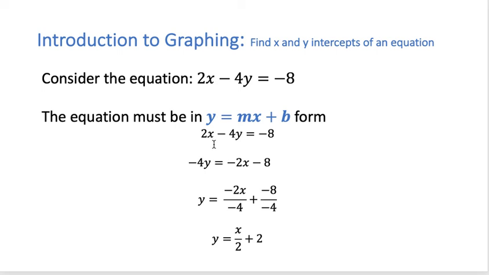So I'm going to solve for y. I do that by subtracting 2x from both sides and then dividing both sides by -4. So the resulting equation is y equals x divided by 2 plus 2. That's the equation in slope-intercept form. That's the equation that we're going to be graphing, x over 2 plus 2. So that's what I have to plug into my calculator.